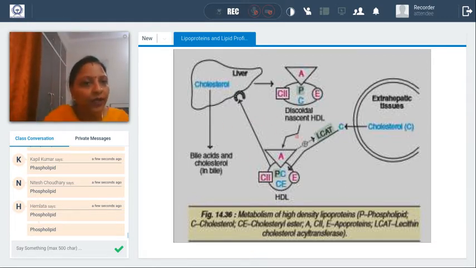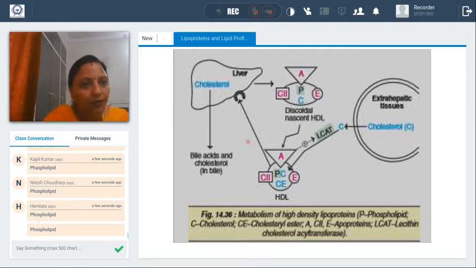Is it clear to all of you the whole metabolism of SDL, that is high density lipoprotein? Please write in the box. This extrahepatic tissue is cholesterol. You can see here this discoidal nascent SDL, and then again this combines with cholesterol from extrahepatic tissues, and then this is now spherical in nature, and then by endocytosis goes to liver.